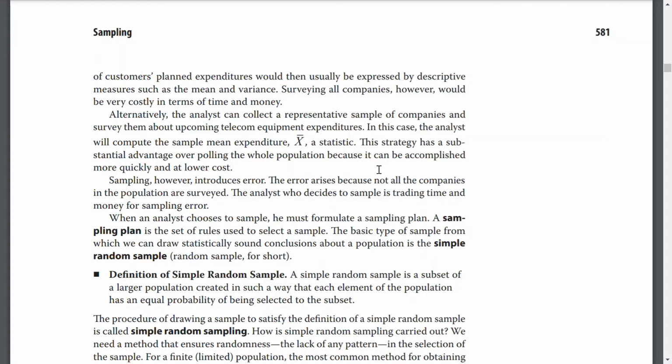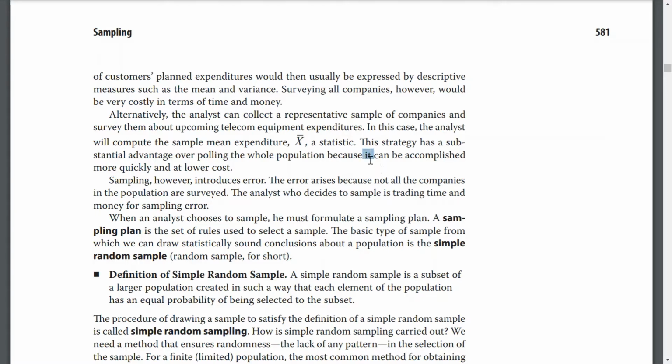Alternatively, the analyst can contact a representative sample of companies and survey them about upcoming telecom equipment expenditures. In this case, the analyst will compute the sample mean expenditure, or the X-bar statistic. The strategy has a substantial advantage over polling the whole population because it can be accomplished more quickly and at a lower cost.